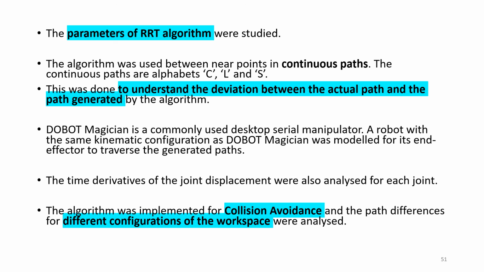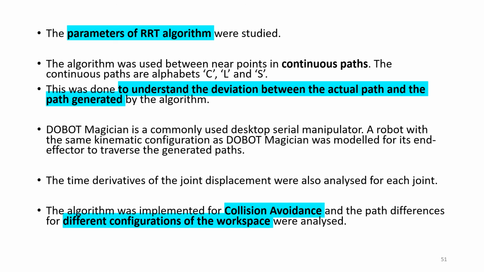Conclusion. The parameters of the RRT algorithm were studied. The algorithm was used between near points in continuous paths. The continuous paths are alphabets C, L, and S. This was done to understand the deviation between the actual path and the path generated by the algorithm.